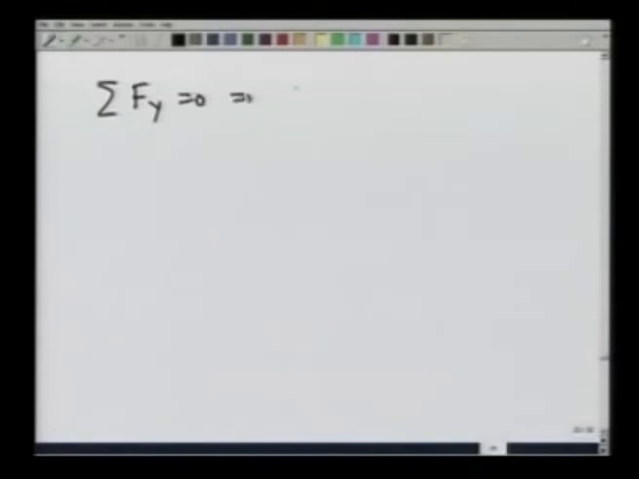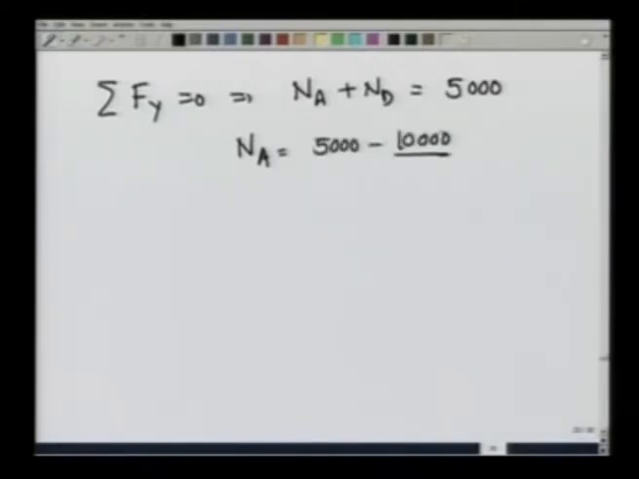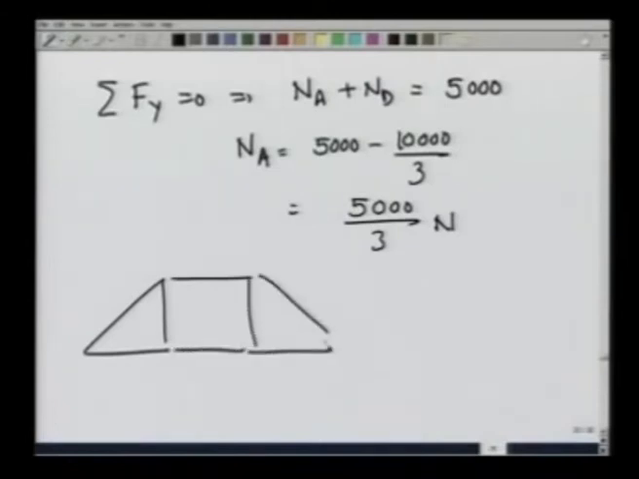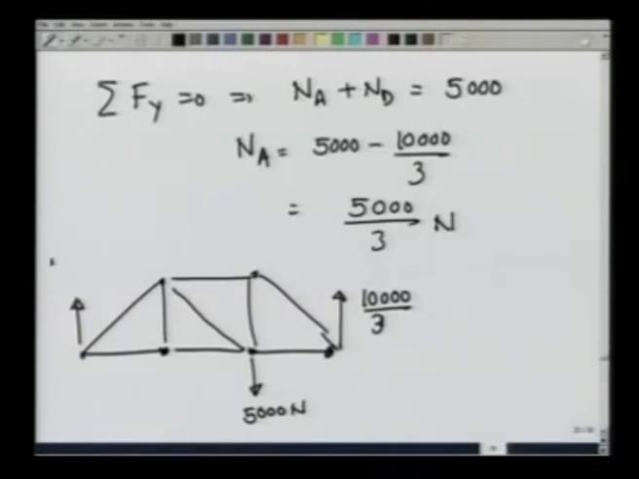Once I know ND, then summation Fy equal to 0 gives me NA plus ND is equal to 5000, and this gives me NA to be 5000 minus 10,000 over 3, which gives me 5000 over 3 newtons. So, now if I look at this truss, let me try to make it to scale. Now, I know there is a force acting here 10,000 over 3 newtons. There is a force acting here downwards 5,000 newtons. There is a force acting upwards here 5,000 over 3, and this is A, B, C, D, E and F.